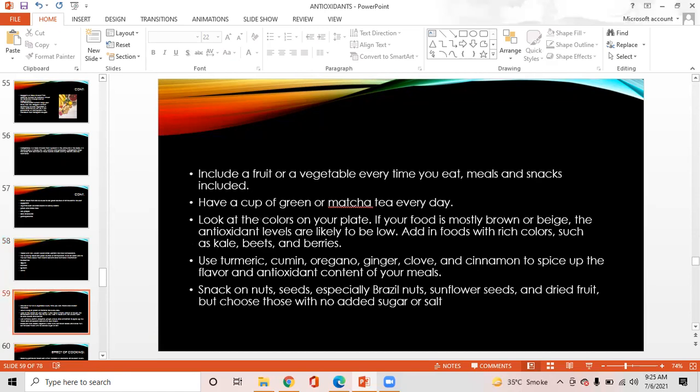Include a fruit or a vegetable every time you eat. Meals and snacks are included. Have a cup of green tea or matcha tea every day. These are the tips for a healthy lifestyle and to make antioxidants full in the diet.